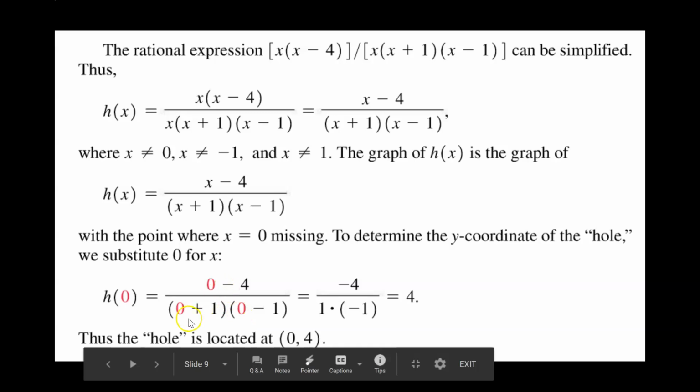That's what we did right here in red. Go ahead and calculate, and we notice that y is going to equal 4. So when x is 0, y is 4. This creates the hole.